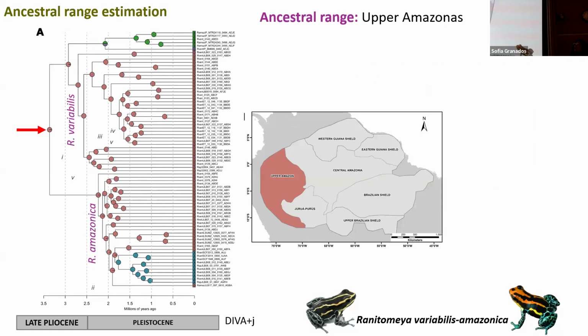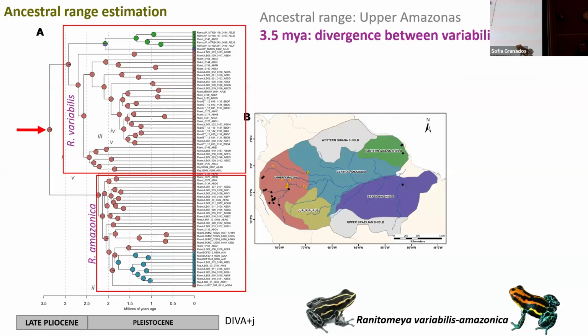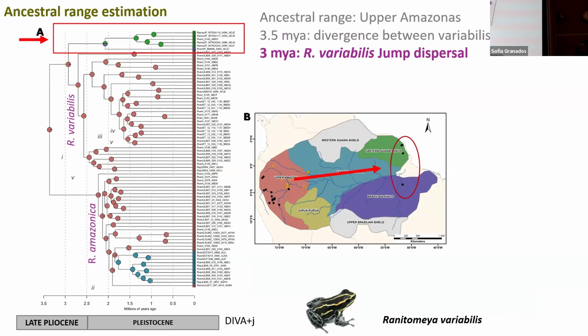In terms of their biogeographical history, the ancestor of this species was estimated to be in this region. It was a more restricted ancestor. After that, we have the divergence between these two species, and then within the variabilis clade, you can see that these populations right here diverged very early on, around 3 million years ago, and they just appear here. So this is a very long dispersal, and this is what we call jump dispersal.